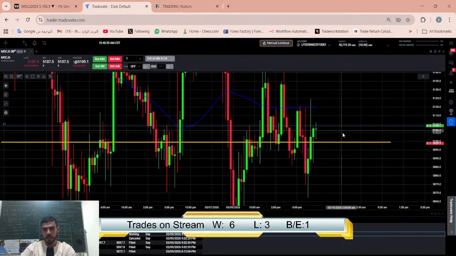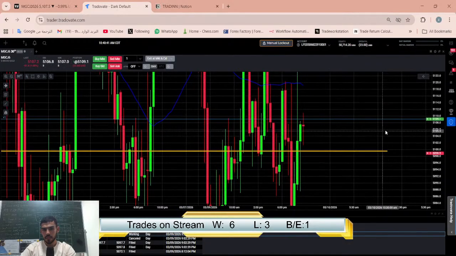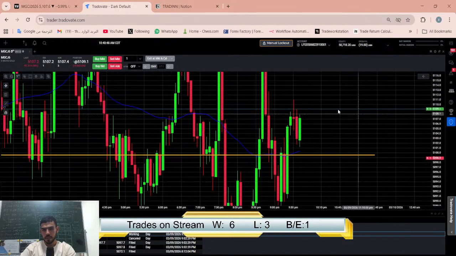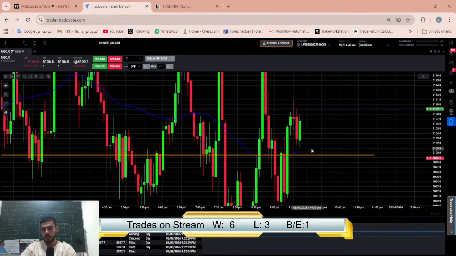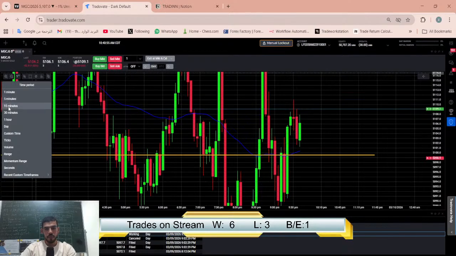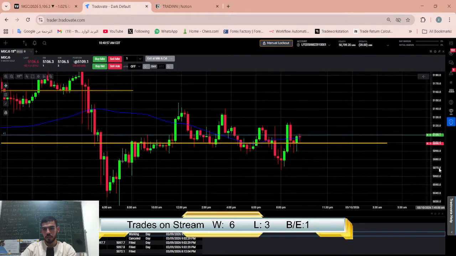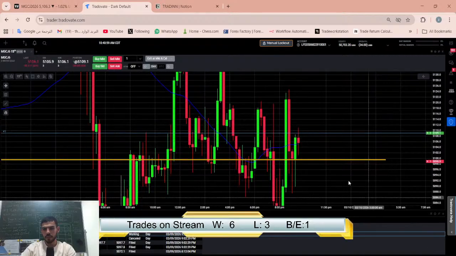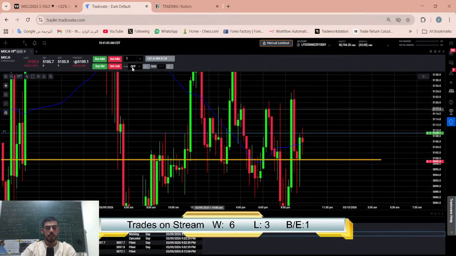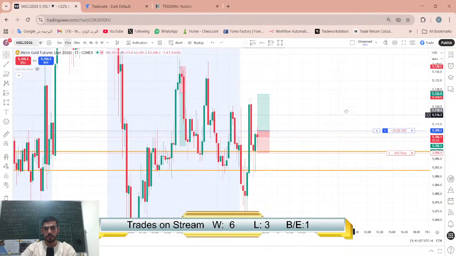Okay, so it's re-breaking the highs now, and I believe there are two more orders here. Yep, on the high of this candle. So if it breaks this, I will move my stop loss below this candle, right about here. Also, this 15-minute candle is going to close in 5 minutes. So let's see how it will close.